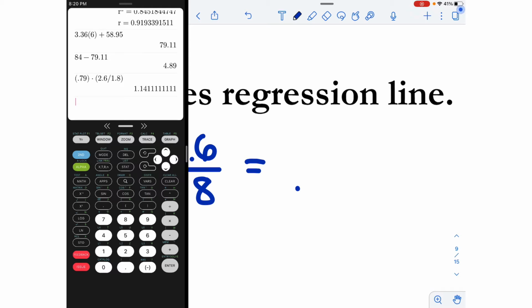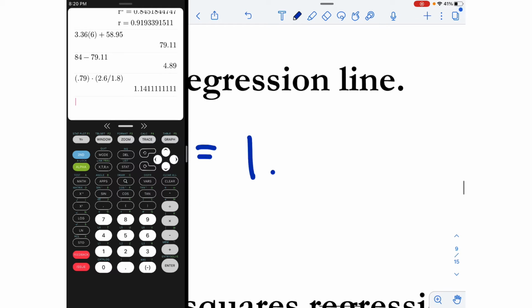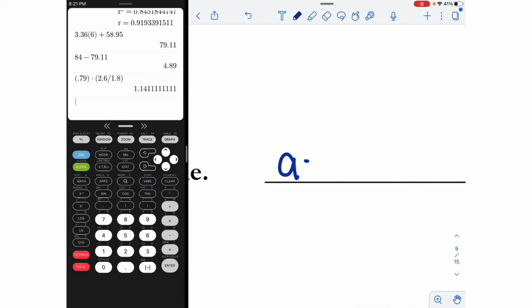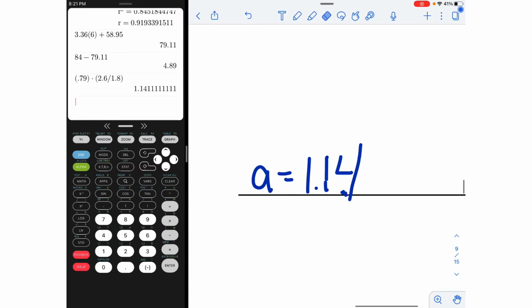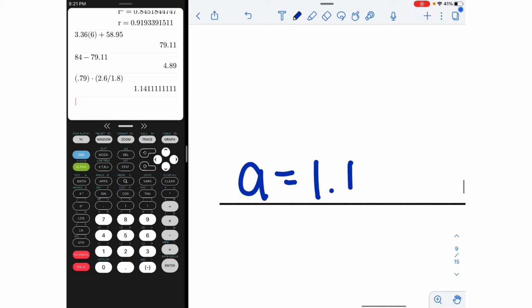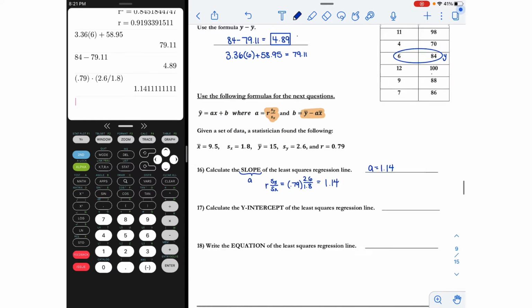Oh my goodness, why is my iPad? Okay, so that is my slope. I'm going to just throw this iPad. I think it's my stylus.